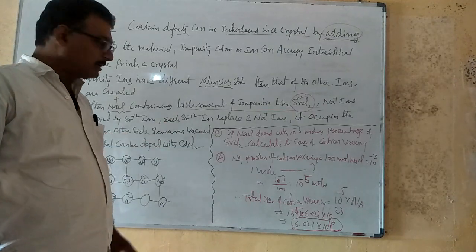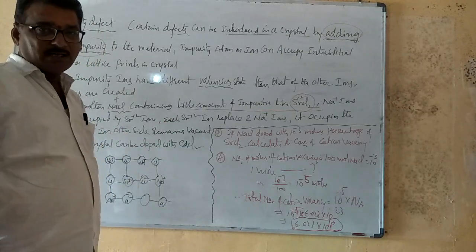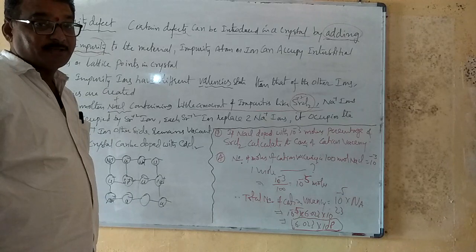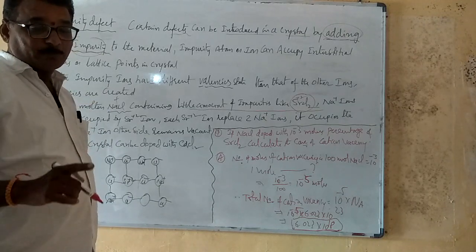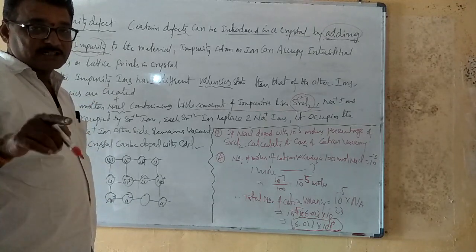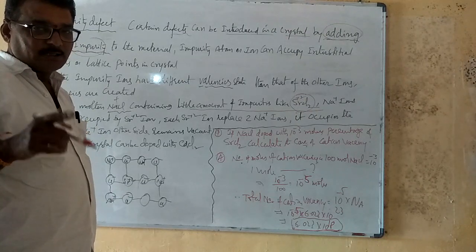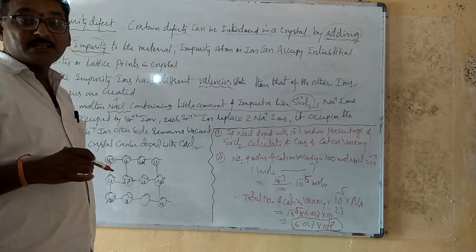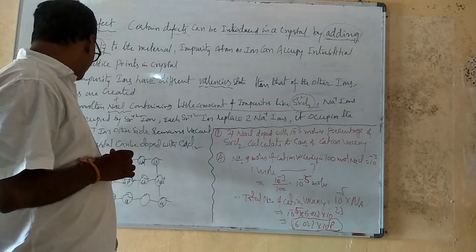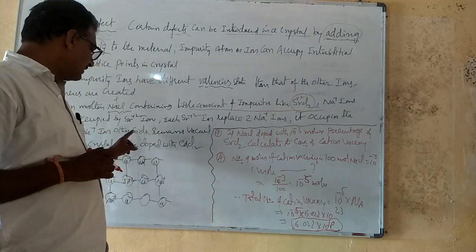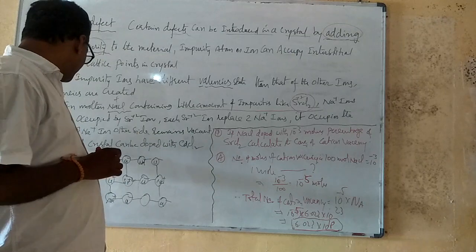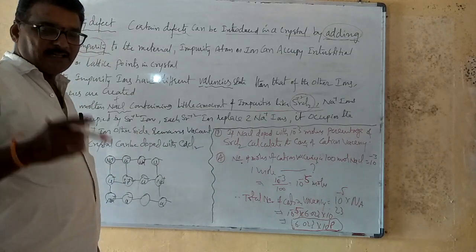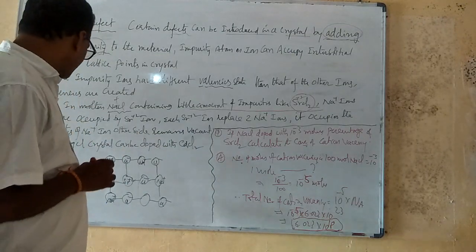Each Sr plus 2 ion replaces two Na plus ions. Why? Because each Na has one positive charge, but strontium has a plus 2 oxidation state. That's why two Na sites are replaced by Sr plus 2 ions. It occupies the site of one Na plus ion, and the other site remains a vacant space.